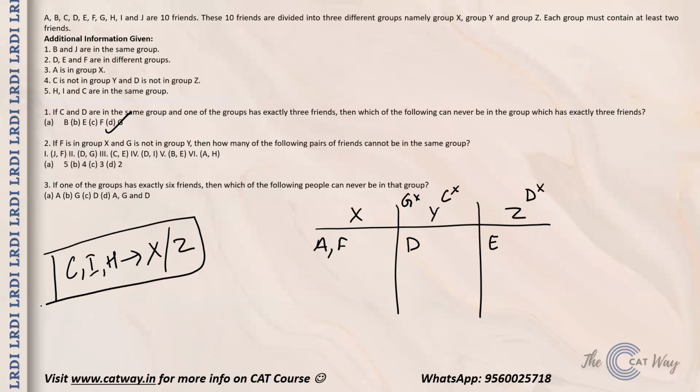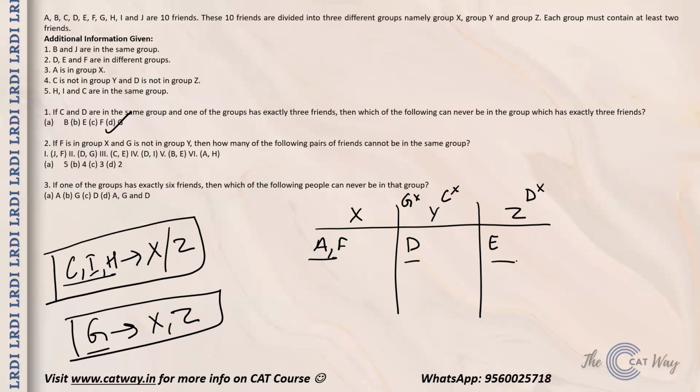Okay, let's move ahead. Now, if you talk about G, G also has a possibility of going into Z or X. G also cannot go into group Y. So now what you have is the data for 1, 2, 3, 4, 5, 6, 7 and 8 people. And then there are B and J.